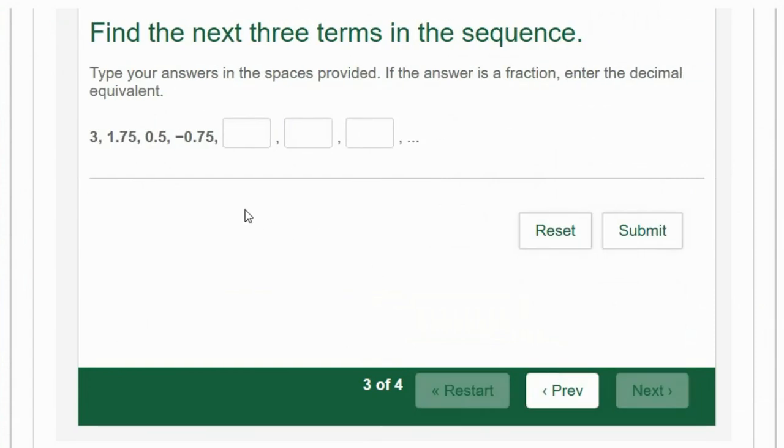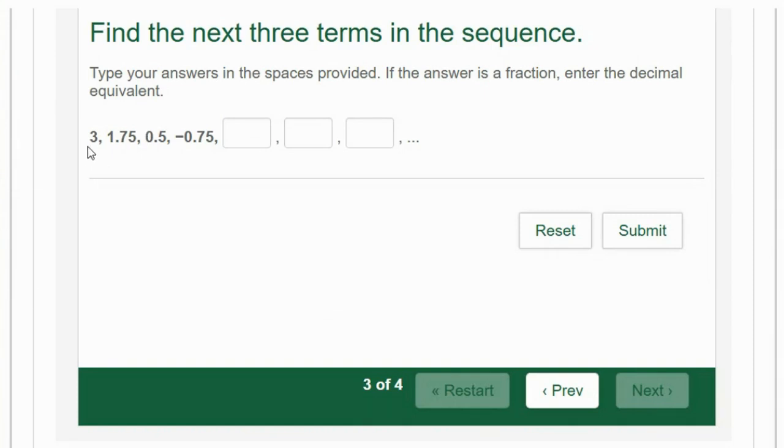Oh, little different. I'm not going to say it's any harder. It's just different. 3, 1.75, 0.5, negative 0.75. So still, it's got the same difference between every term. It's counting by the same amount every time. It just takes a little bit more math when we've got something besides whole numbers.